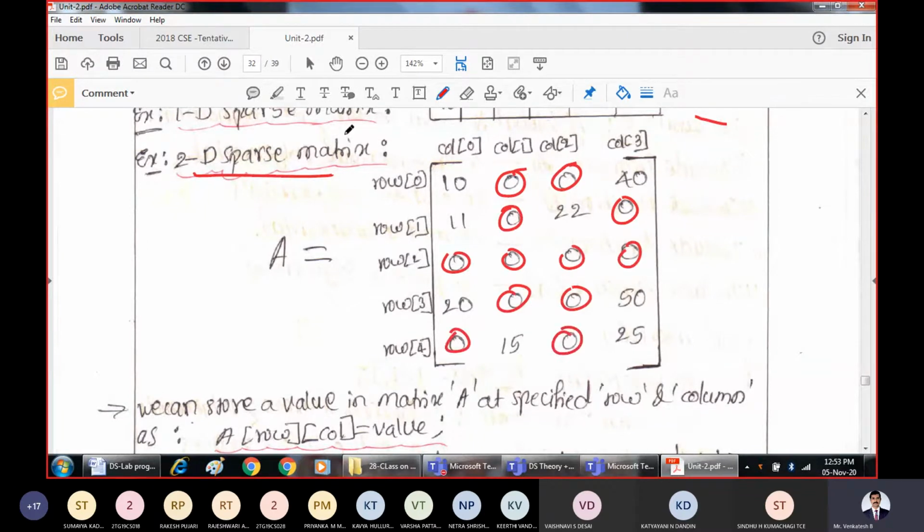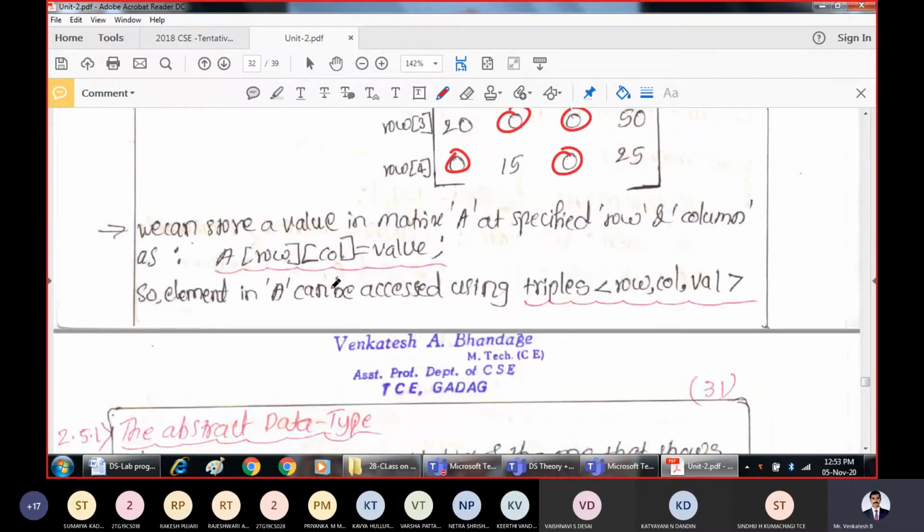So what we will do is store only the details of the non-zeros, because all other locations are understood to be zeros. There is no use of saving the 0, because the main intention here is to use less memory for the representation. We will only represent the non-zero elements. We will not store or represent the zeros.